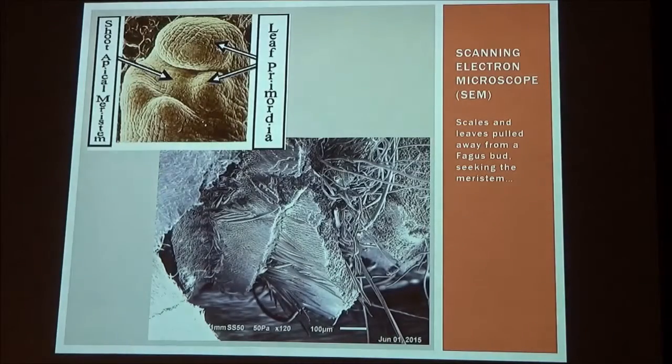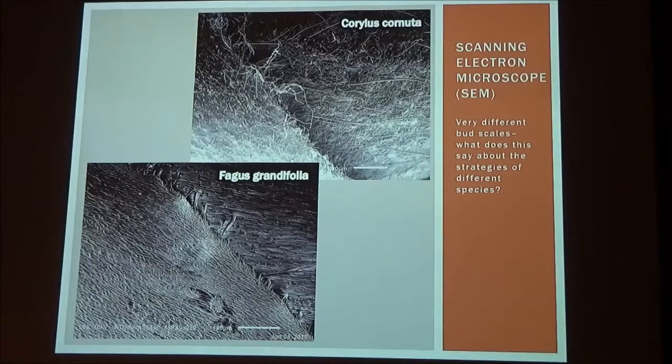I will soon be dissecting these buds to image their meristems to really understand how many leaf primordia are preformed in the buds. This image down there is my first attempt at that, with the Fagus bud, I think, broke. Here again is the comparison between the scales of Corallus cornuta and Fagus.